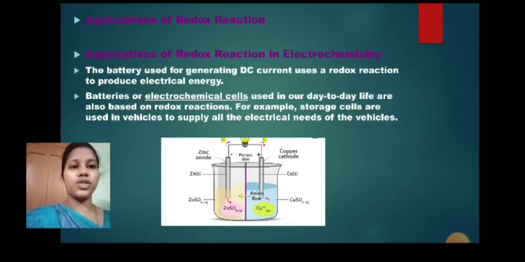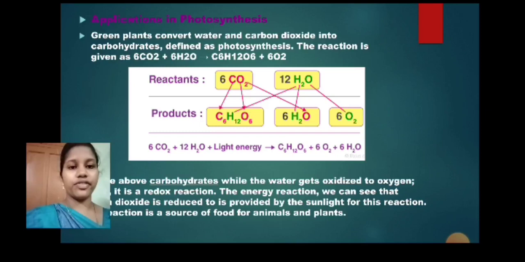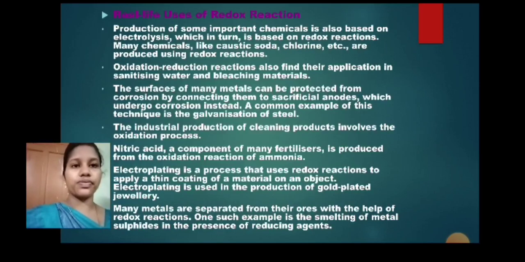Application of redox reaction. The battery used for generating DC current uses a redox reaction. Batteries are electrochemical cells used in our day-to-day life. Application in photosynthesis. We are well aware of photosynthesis, and the reaction of photosynthesis is 6CO2 plus 6H2O that gives C6H12O6 plus 6O2.